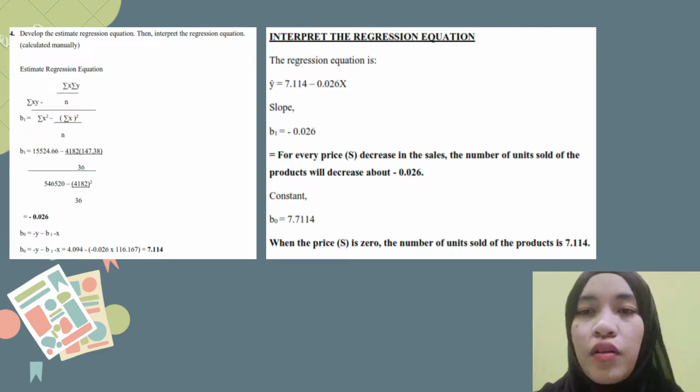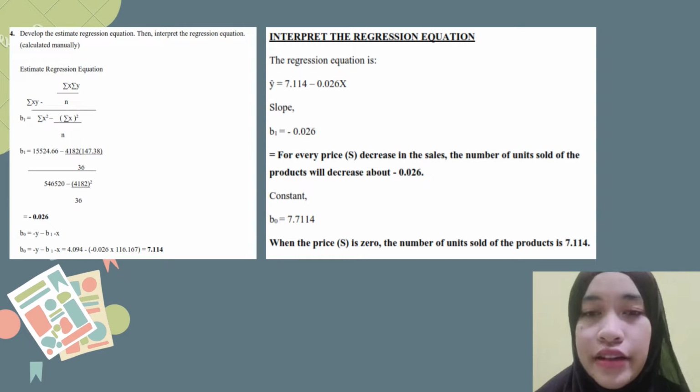Then 4.094 minus in brackets negative 0.026 multiplied by 116.167. The answer is 7.114. The regression equation is 7.114 minus 0.026. Slope B1 is negative 0.026.